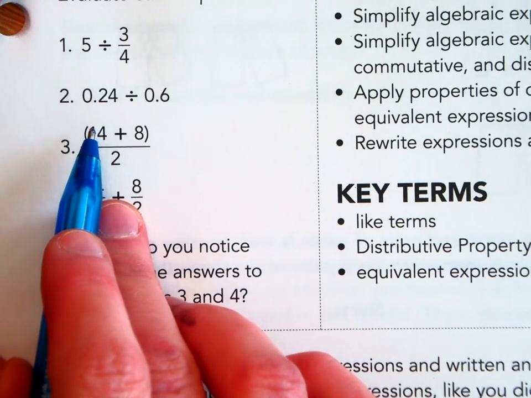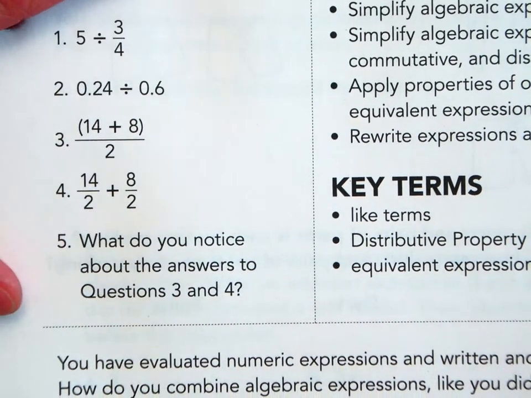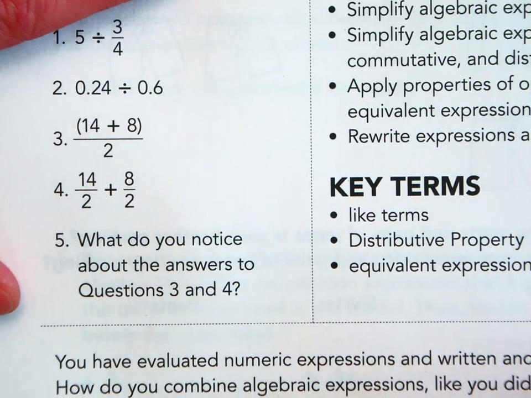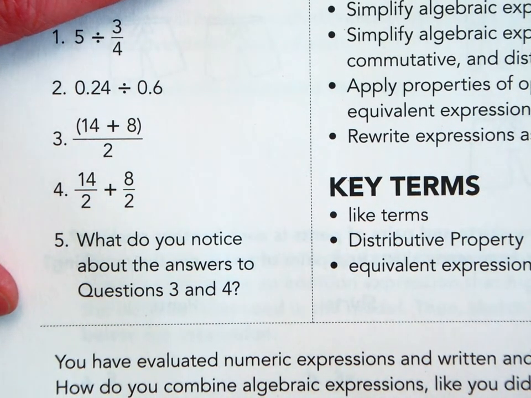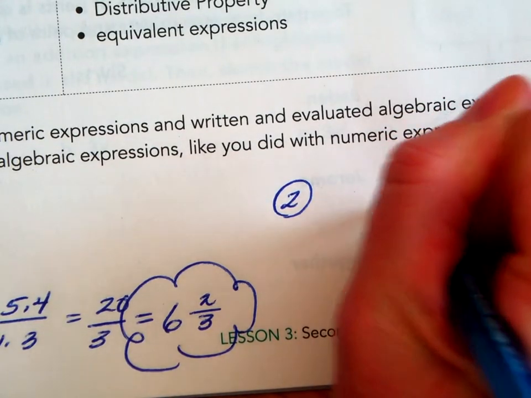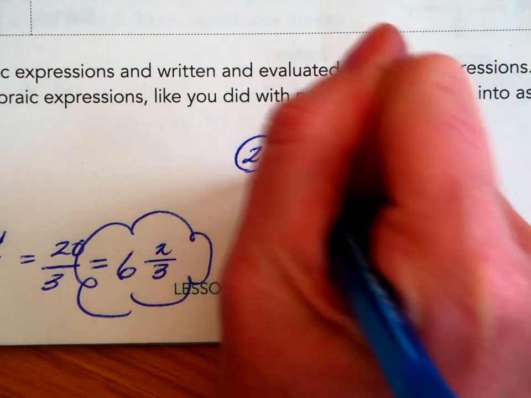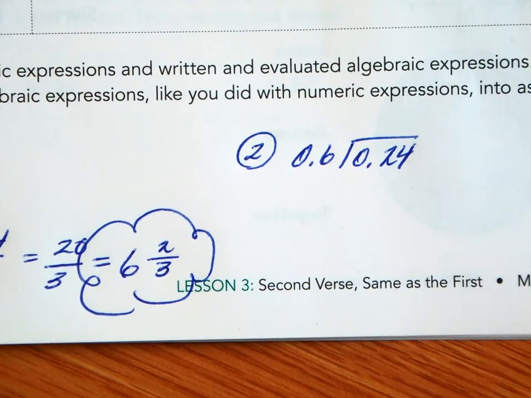All right, number 2. 24 hundredths divided by 6/10. A lot of children are going to attempt to do this one mentally. I just want to make sure that you don't get the decimal in the wrong place. So 24 hundredths goes inside the division bracket. 6/10 goes outside the division bracket.